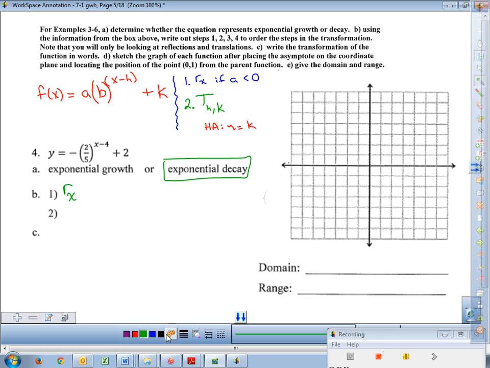Translation, I'd really love it if you went up and put parentheses around that guy. It should be typed that way. Translation, where did he go? 4 right, 2 down. All good? Horizontal asymptote, it will always have one. If it's exponential, there will always be a horizontal asymptote. Where is our horizontal asymptote at this time? Y equals 2. Whatever this k value is, boom, that's it.